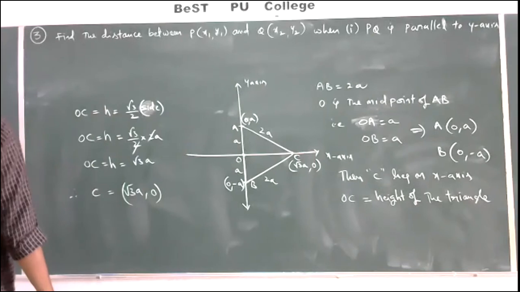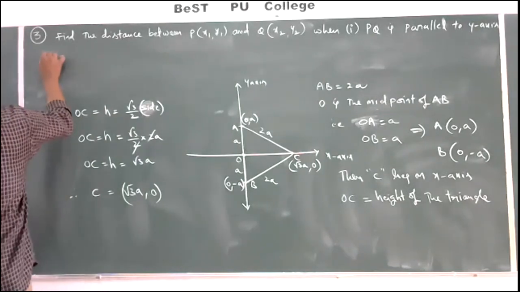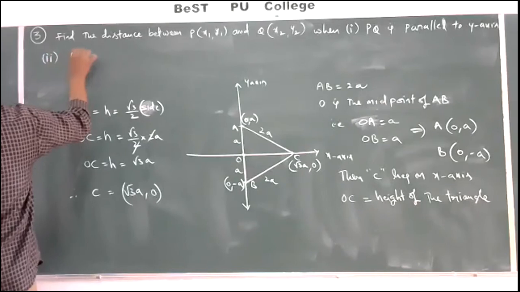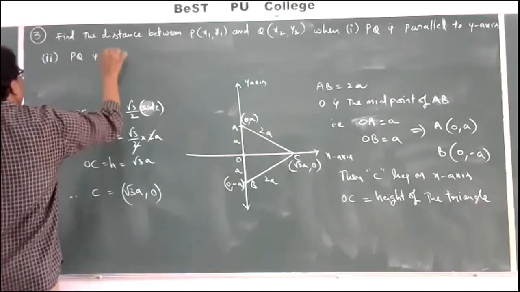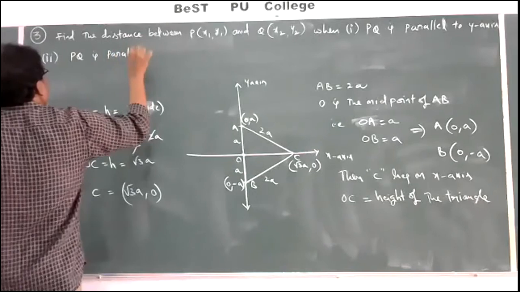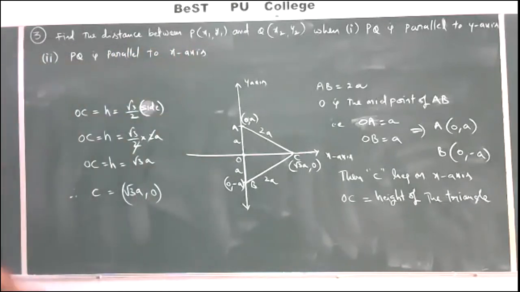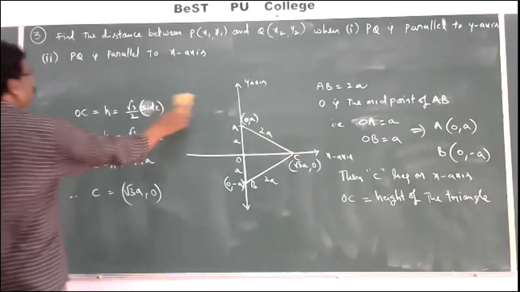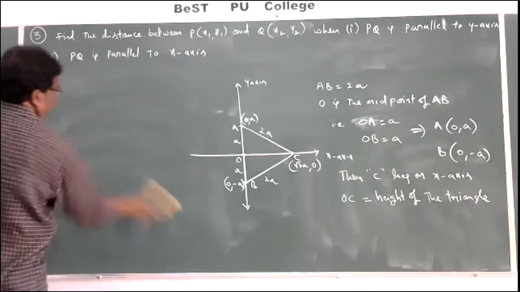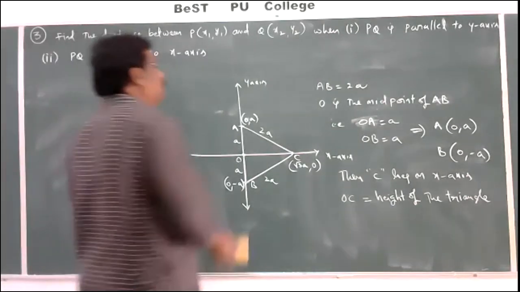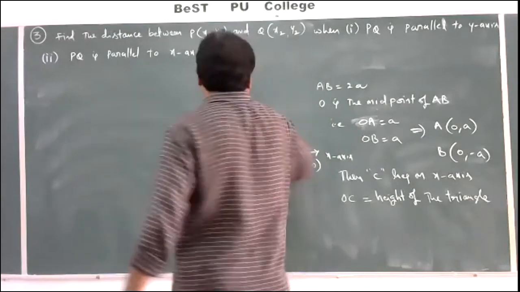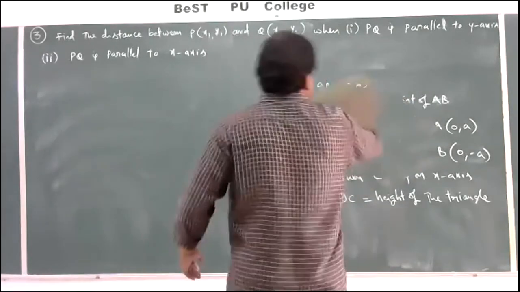Second bit, PQ is parallel to the x-axis. Find the distance between P (x1, y1) and Q (x2, y2) when first bit PQ is parallel to the y-axis and second bit PQ is parallel to the x-axis.